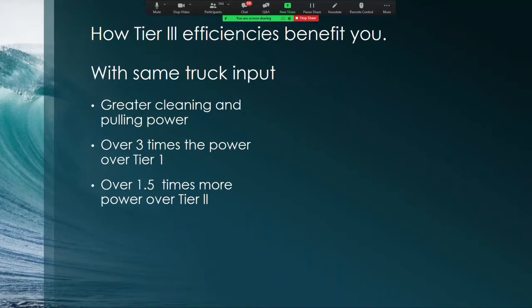So put into a different aspect, we can say that if I run the truck at the same output, or the input to the nozzle from the truck is the same, I can get more cleaning and pulling power from a higher efficiency nozzle than I can from a lower efficiency nozzle. I can get over 3 times the power over a Tier 1 with a Tier 3, and I can go 1.5 times the power of a Tier 2.